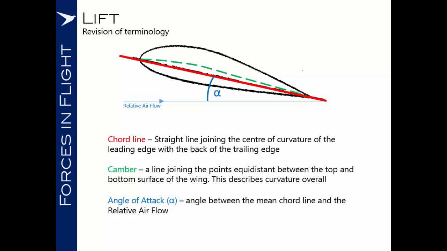And finally, angle of attack. The blue straight line marked here is the relative airflow, the airflow which is approaching the wing. The angle of attack is the angle between the mean chord line and this relative airflow, and is often denoted by the Greek letter alpha.